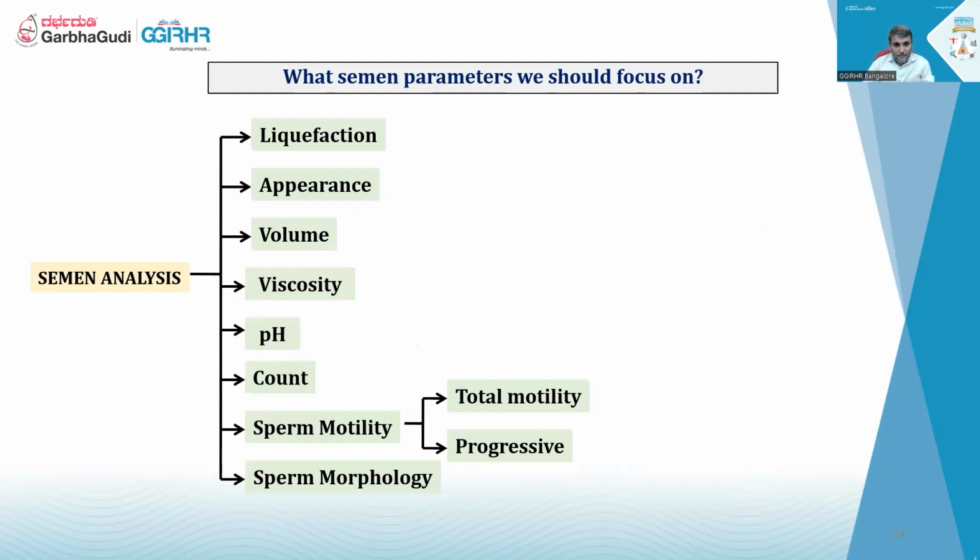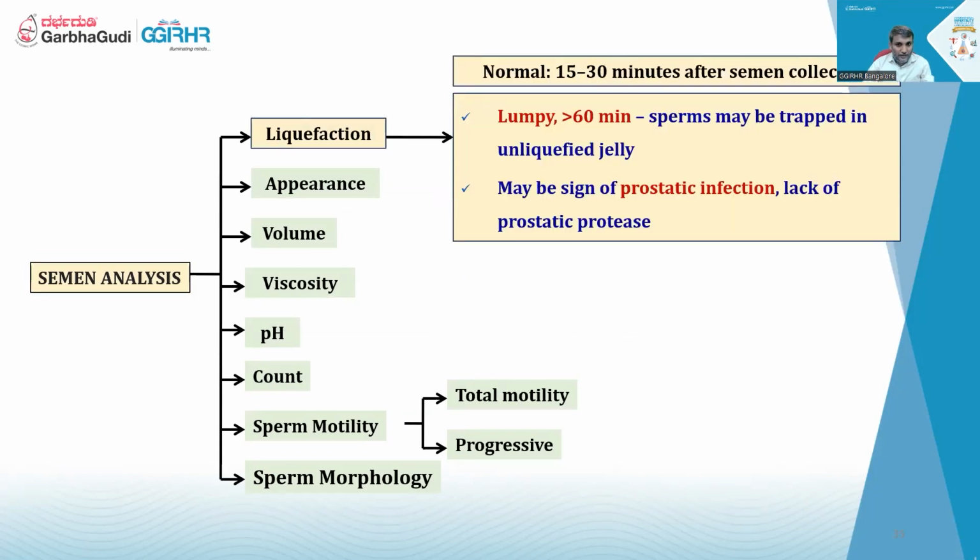First, liquefaction. So what semen parameters should we focus on? These are the semen parameters, and let me touch on them briefly one by one. Normal liquefaction is around 15 to 30 minutes according to the WHO Manual 2021. Once the person ejaculates the semen sample, the clot has to get released. The semen should convert into liquid form within 15 to 30 minutes, I can say less than 30 minutes.